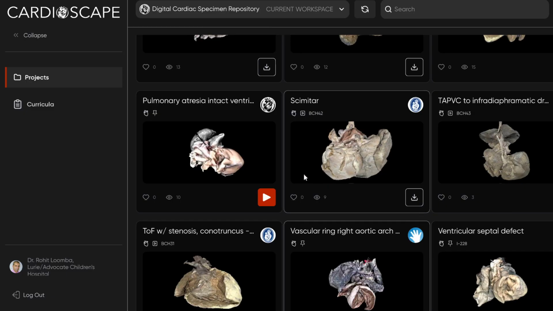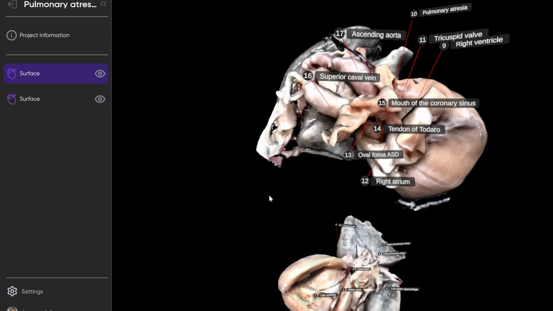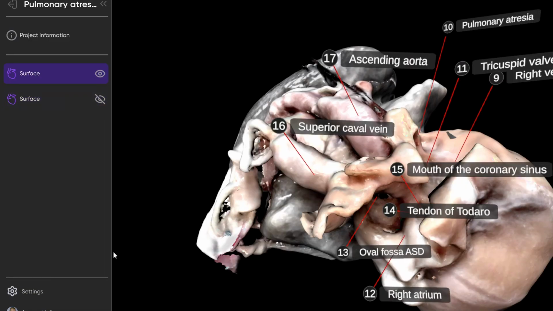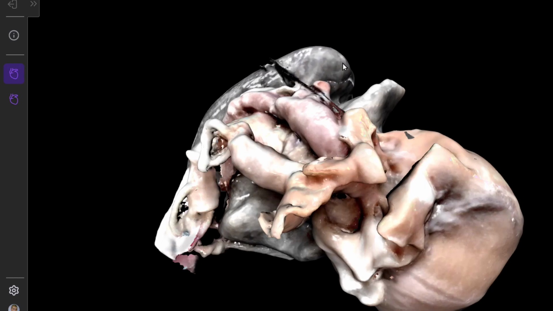So today we're going to go ahead and look at this model made from a specimen with pulmonary atresia and intact ventricular septum. You'll see we've got two different models here, one from the right side of the heart and one from the left side of the heart. We'll go ahead and turn off the left side for now. We'll shut off the labels.